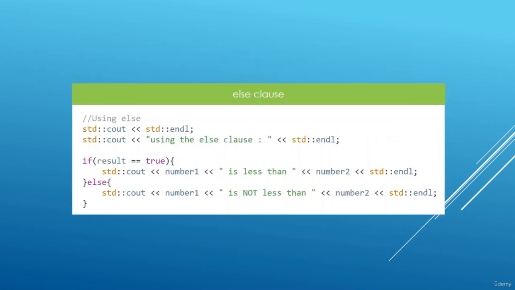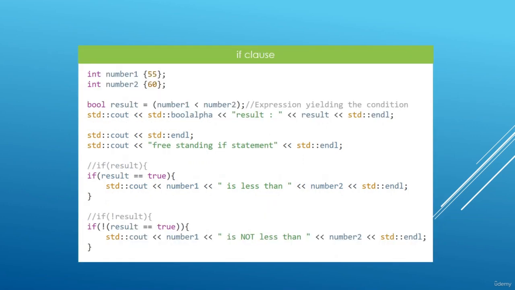We can also use an else clause to catch the case where the test hasn't been successful. In this case, we can say if result equals true, we're going to do something, and else, we're going to do something else. In other words, if result is true, we're going to say is less than. If it's not true, we're going to say is not less than. And this is a more compact way of doing what we just did in the slide here.